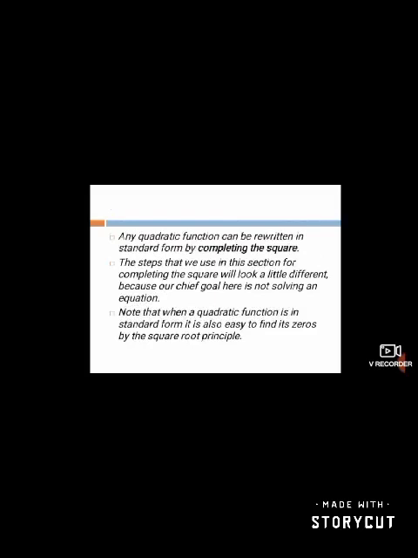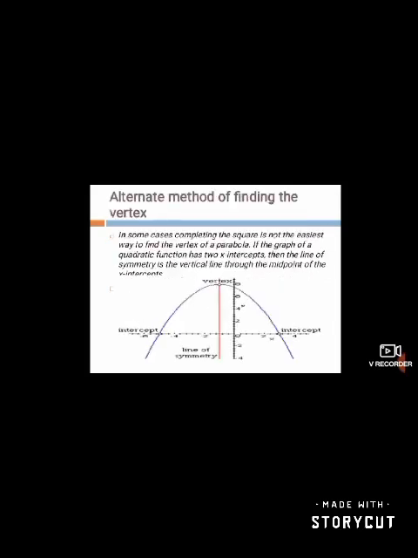The steps that we use in this section for completing the square will look a little different because our chief goal here is not solving an equation. Note that when a quadratic function is in standard form, it is also easy to find its zeros by the square root principle. Now let's go to the next one, which is an alternate method of finding the vertex.